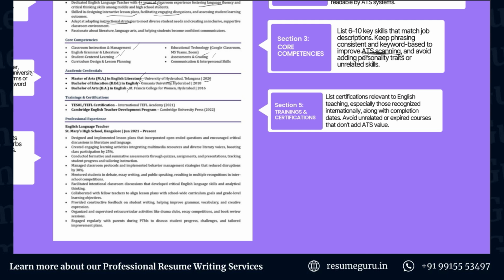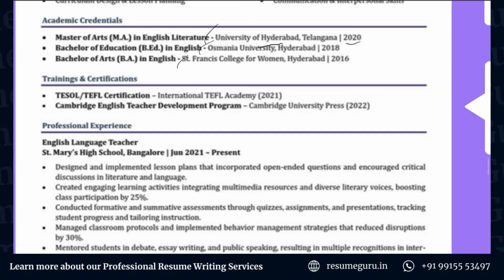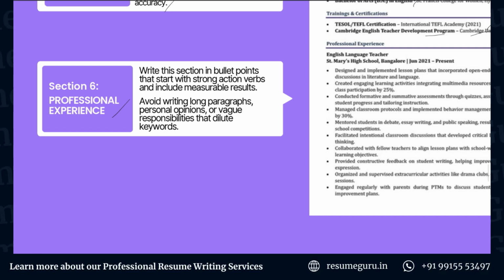This is where you mention any particular trainings and certifications you have gotten in the field of teaching or in the particular course that you are certified in. For this particular client, they have a TEFL certification and a Cambridge certification. So we have mentioned the name of the certificate or training, the institution or body that gave them the certificate, and the year in which they got it. Next is the experience section.